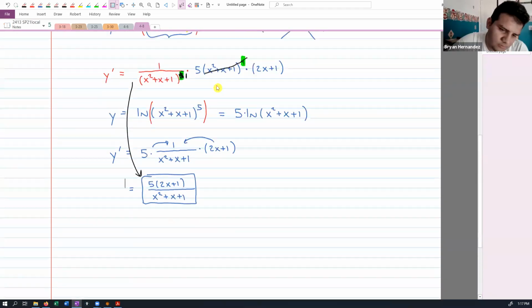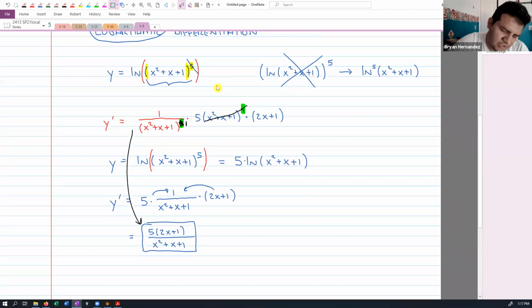Sorry, quick question. Will you ever ask us in tests or homework to reorder it like you just did, to do it this way instead of that way? So will I ever tell you to use this property of logs instead of doing it the old-fashioned way? I won't tell you, but let me show you a problem where you will want to, all right?